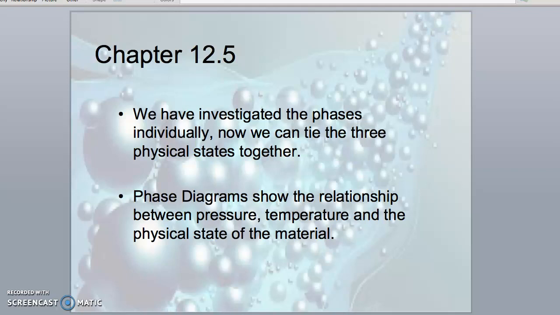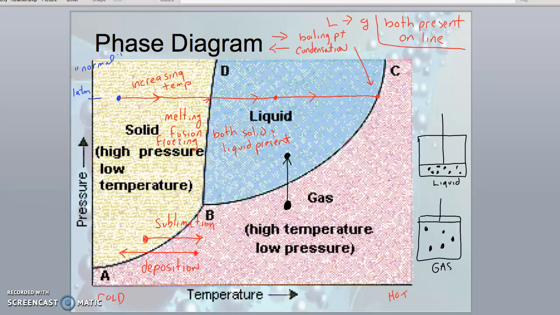This is Professor Corey, and this is a mini lecture that covers material from Chapter 12. Now, in our lecture, we only covered a small part of Chapter 12, and this is the portion that shows phase diagrams. These phase diagrams are going to show the relationship between pressure and temperature along with the state of the material. So let's take a look at one.